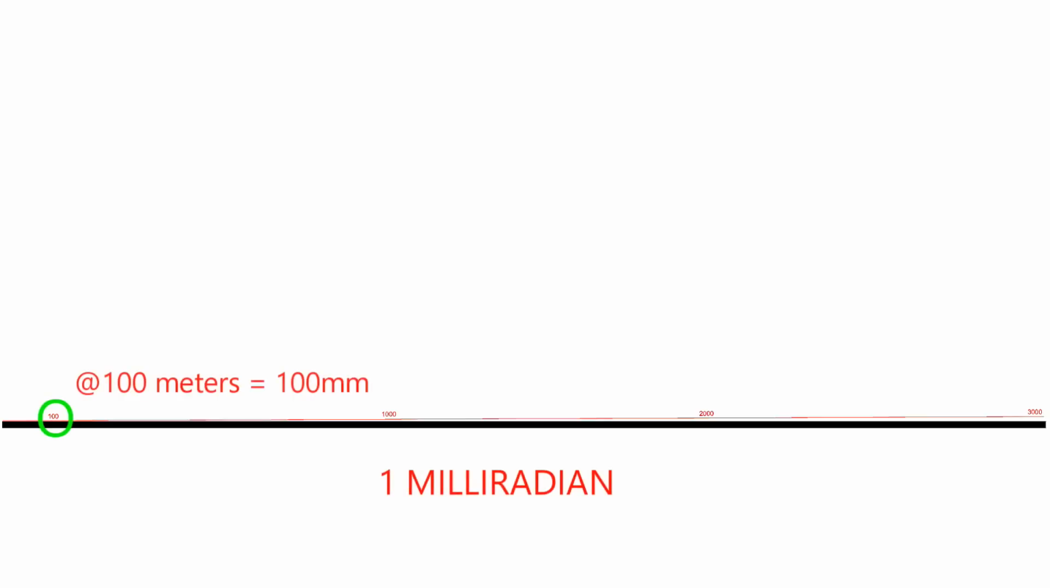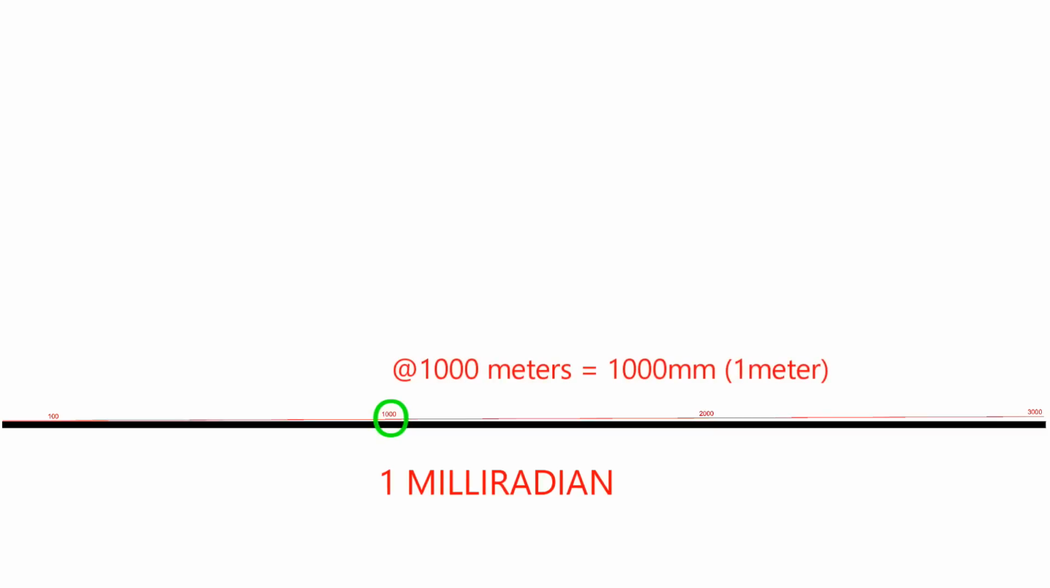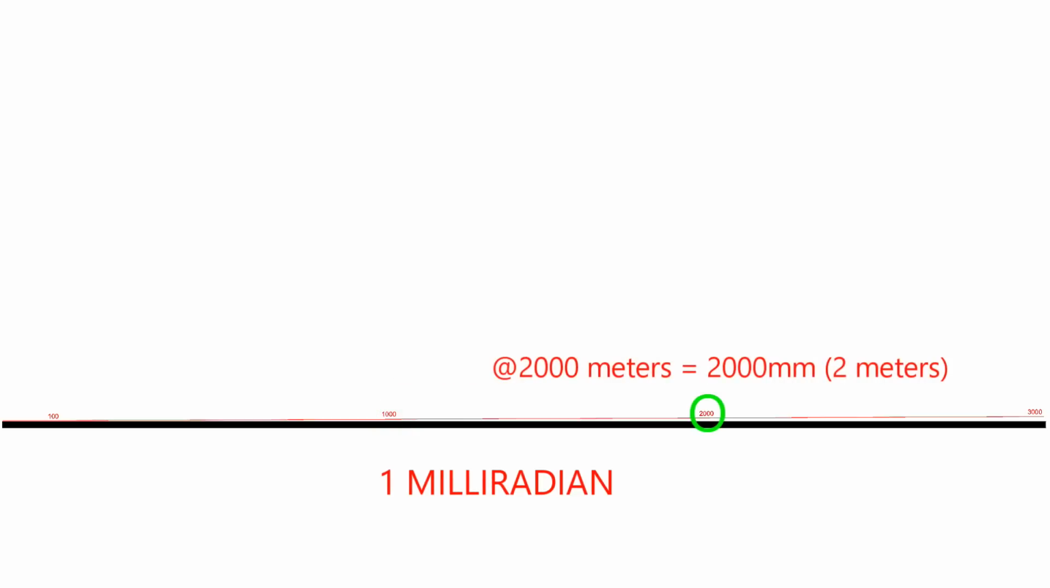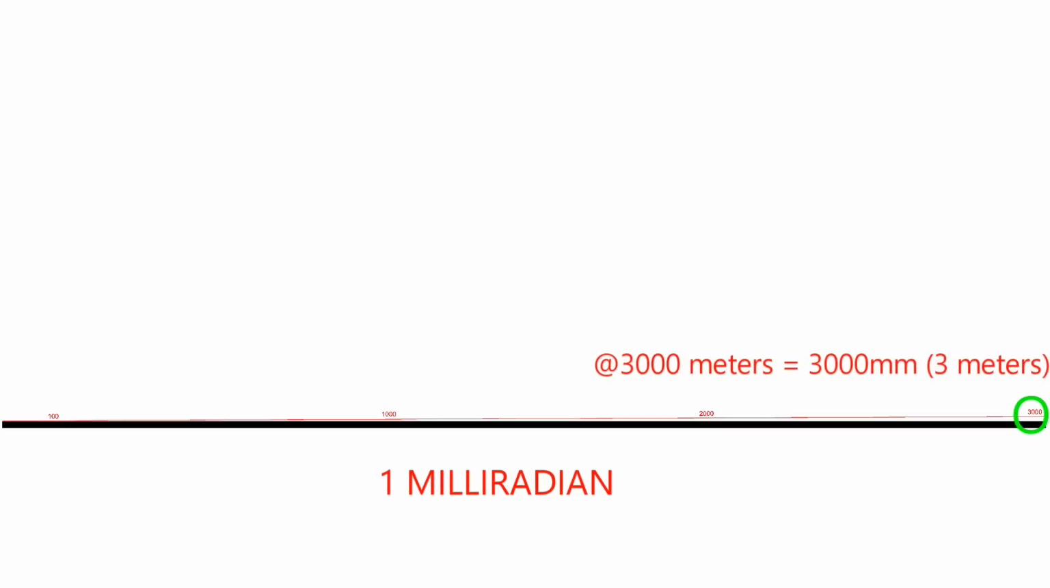But really it's not trying to be involved with degrees, it's trying to make sure that it works where you have 1 mil is 100 millimeters at 100 meters, and 1 mil is 1 meter at 1,000 meters, and 2 meters at 2,000 meters, and 3 meters at 3,000 meters, exactly, because that's what it's designed to do. So that's the core. Obviously, with mil you have tenth of a mil.